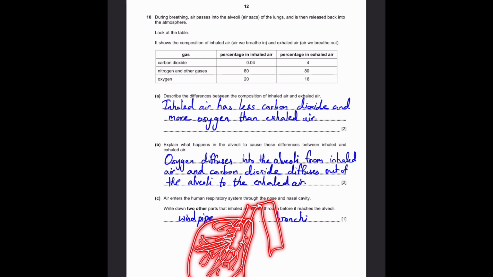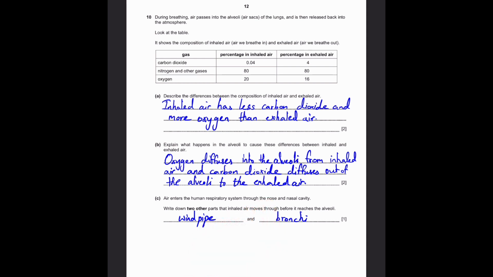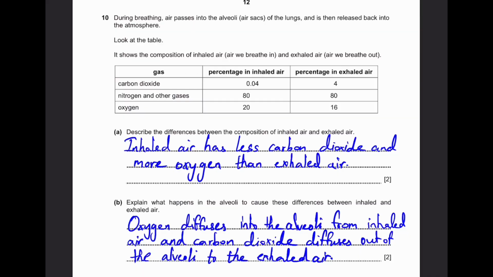It'll start branching out, and at the end of these bronchioles there will be alveoli. That's the function of bronchi and bronchioles. So the answer can be windpipe and bronchi, or you can write bronchioles also. That's the answer. Question 11.